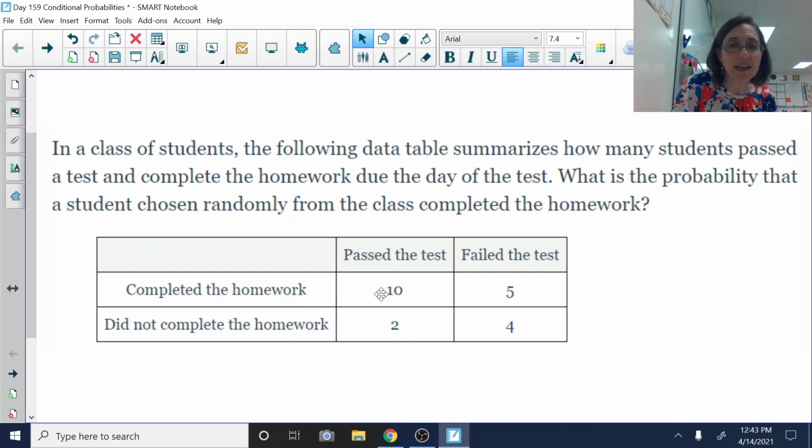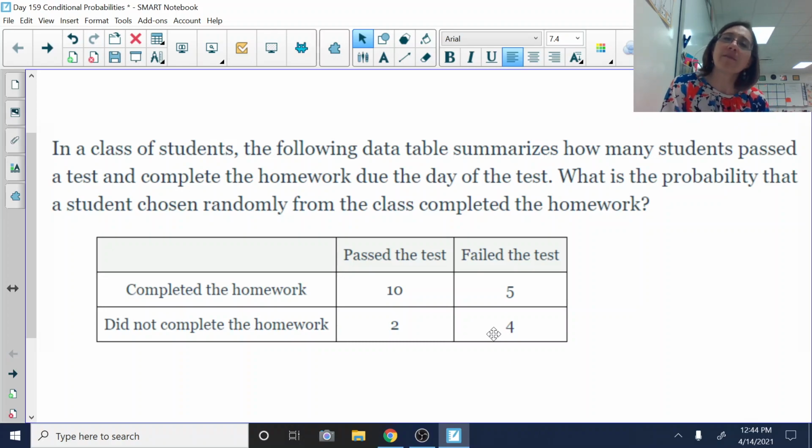So if you look at the 10 right here, there are 10 kids who completed the homework and they passed the test. If you look at this 5 over here, these 5 kids completed the homework, but they failed the test. These 2 kids did not complete the homework, but they still passed the test. And then these last 4 didn't do the homework and they failed the test. And that's how you understand the data.